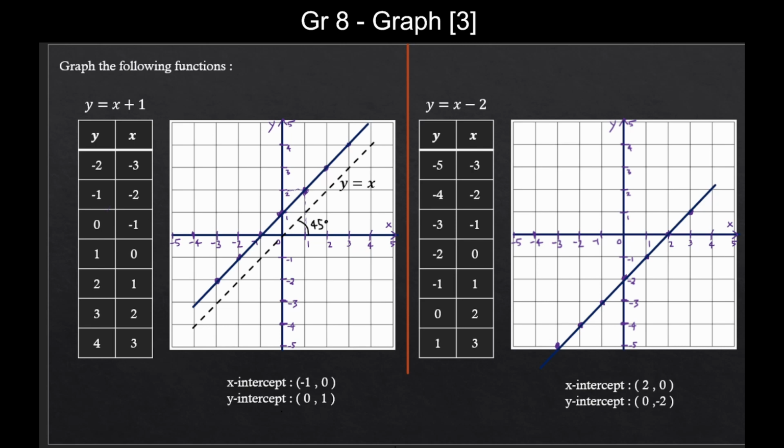The x-intercept in this graph is at (2, 0), and the y-intercept is at (0, -2). I hope you got it right. So let's review. X-intercept is the point where the line meets the x-axis, and y-intercept is the point where the line meets the y-axis. Simple as that. But we have a very interesting fact here.